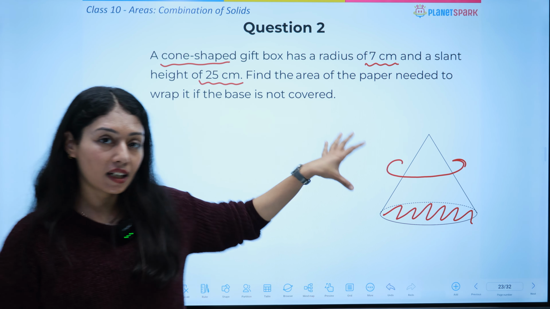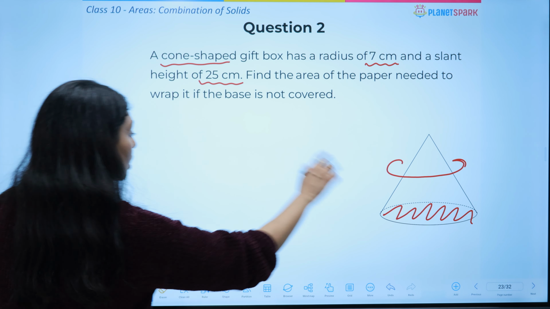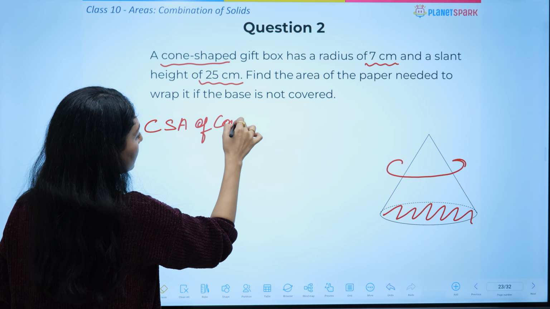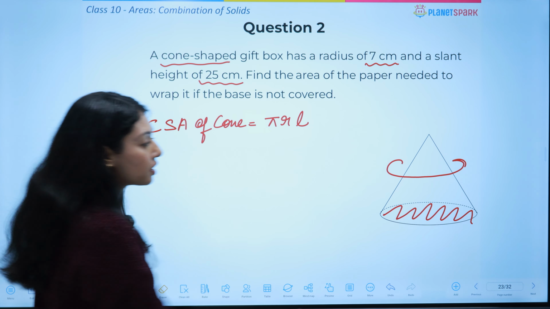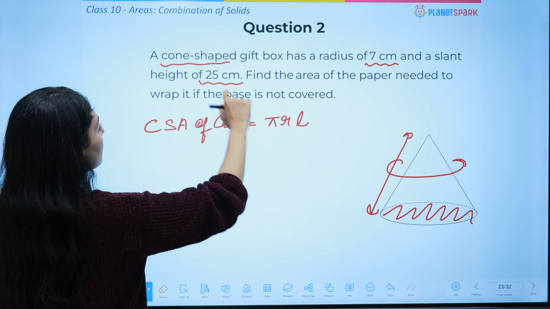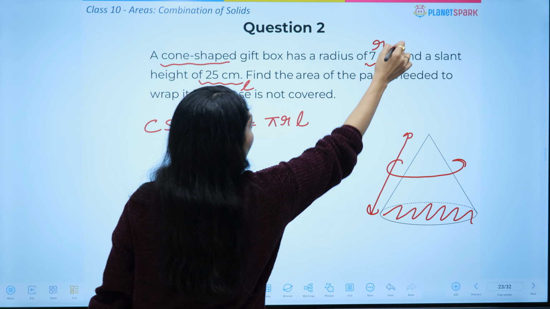So what are we dealing with? Which area do we need here, everybody? Quickly tell me in the comments. CSA or the TSA? Yes, just the curved surface area of cone, right? And what is the formula for that? Pi r L, where L is the slant height. What all is given in the question? Radius 7 centimeter and slant height 25 centimeter. L and R, both are given.